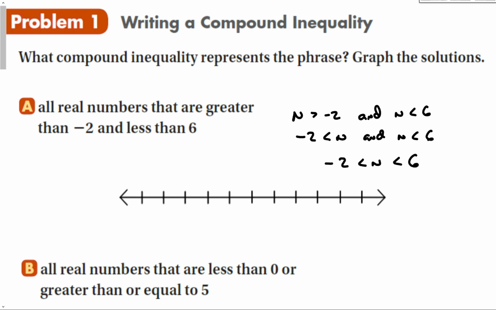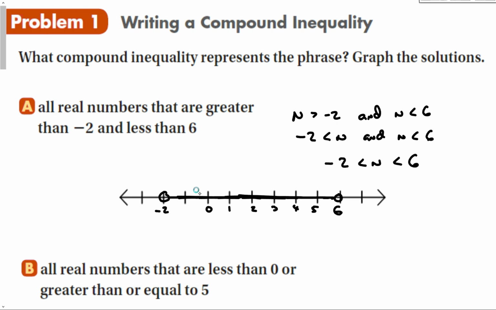So to graph this solution, let's call this one -2. That's -1, 0, 1, 2, 3, 4, 5, 6. And we are going to have an open circle on both numbers, and the answer is going to be the space in between them.